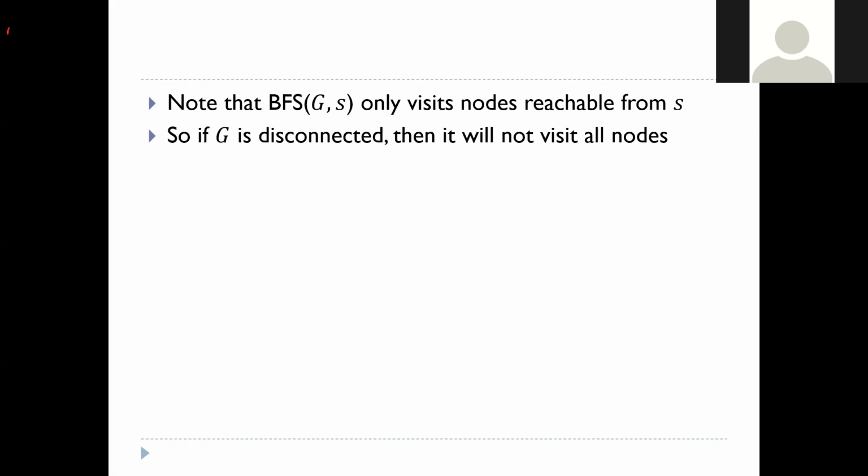But sometimes we want to be able to traverse the entire graph. We want to be able to touch upon every node, okay? But we can easily modify our BFS algorithm so that it can visit all the nodes. Well, how do we do that?